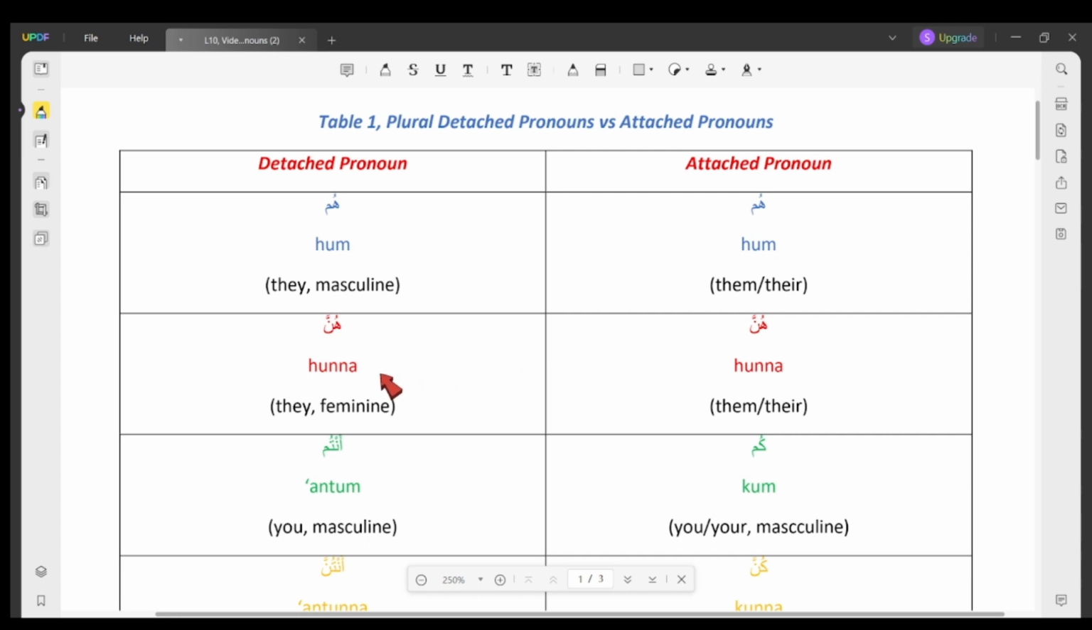Now let's look at the second one. Hunna, meaning they, but this time feminine plural. And on the right side, hunna, meaning them or their depending on the context. This one's also really easy because again there's no difference between the two forms. It goes hunna.